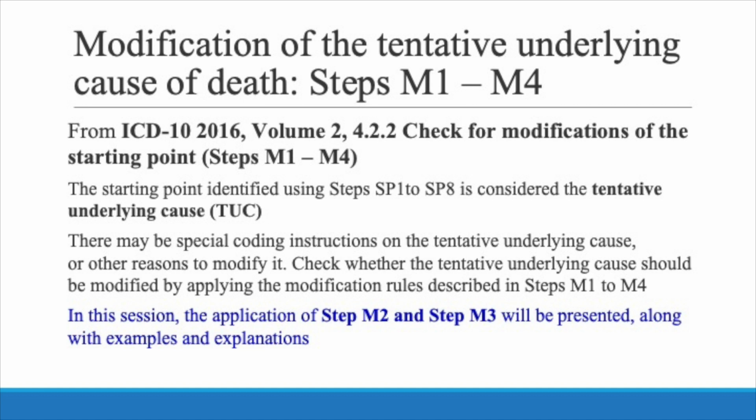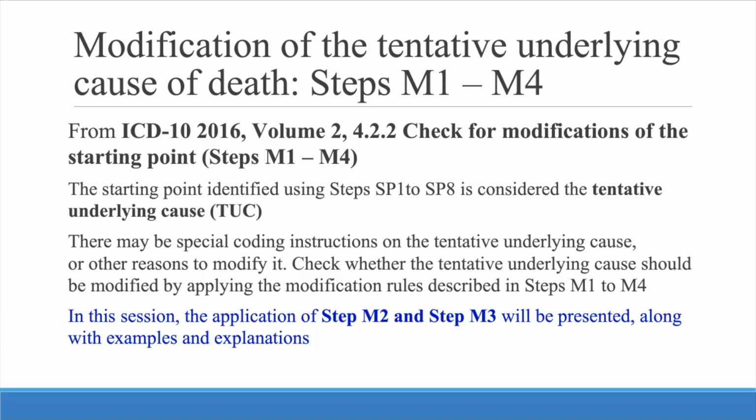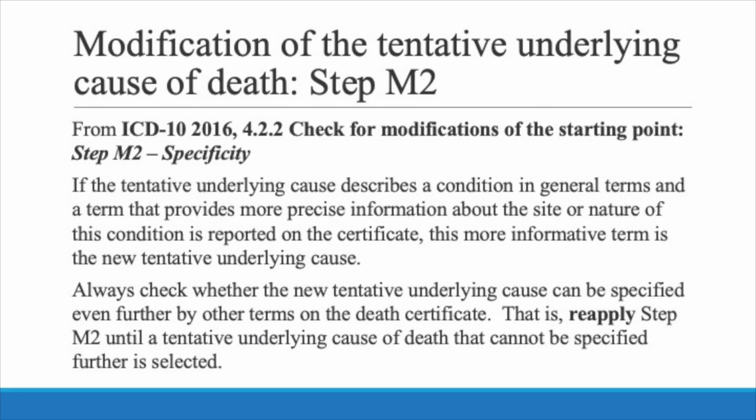Reading from Volume 2 of ICD-10 in Section 4.2.2, we learned that the starting point identified using steps SP1 to SP8 is considered the tentative underlying cause, or an abbreviation we use often, TUC. There may be special coding instructions on the tentative underlying cause or other reasons to modify it. Check whether the tentative underlying cause should be modified by applying the modification rules described in steps M1 to M4. In today's session, the application of step M2 and M3 will be presented, along with examples and explanations. All right, let's get into step M2.